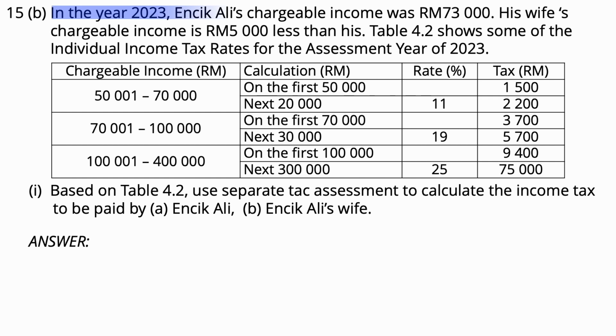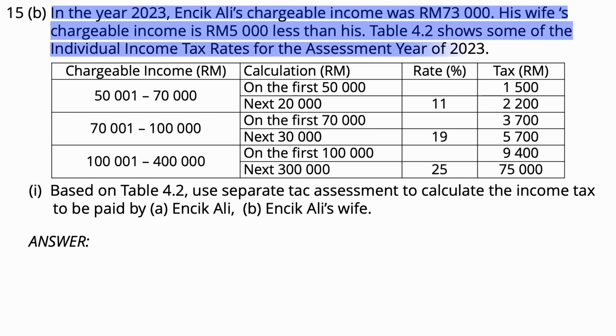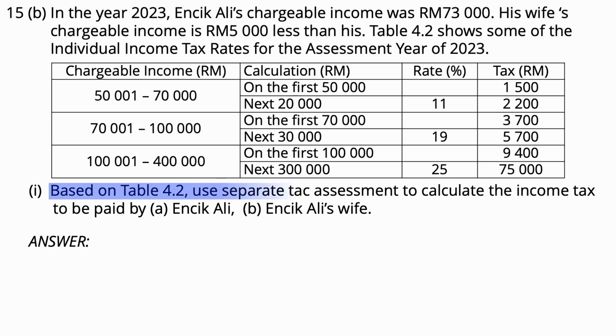B. In the year 2023, Inequality's chargeable income was RM 73,000. His wife's chargeable income is RM 5,000 less than his. Table 4.2 shows some of the individual income tax rates for the assessment year of 2023. 1. Based on Table 4.2, use separate tax assessment to calculate the income tax to be paid by Inequality.